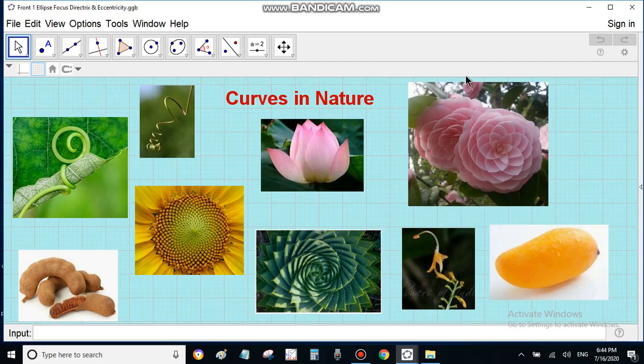Module, I am going to demonstrate to you the construction of ellipse. But before that, let us appreciate the curves in nature. See the beauty of the tendrils. See the beauty of the spirals of the sunflower and this cactus.